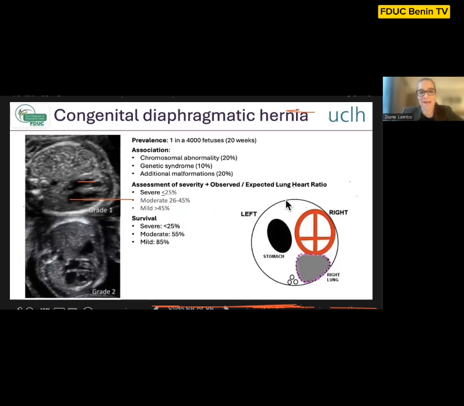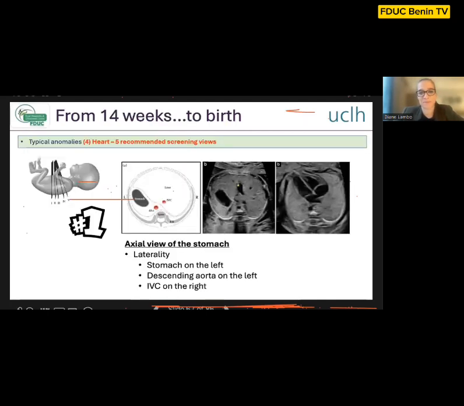You can't ventilate them when the baby is born. Now, when the OE-LHR is less than 25%, this indicates severe. When it's 26 to 45%, it indicates moderate. And when it's more than 45%, it indicates mild. And you can see the survival here, depending on whether it's severe, moderate, or mild, is summarized. So in those that have severe congenital diaphragmatic hernia, then less than 25% of these babies will survive, compared to when they have mild, where 85% of these babies will survive and require operative repair when they're born.